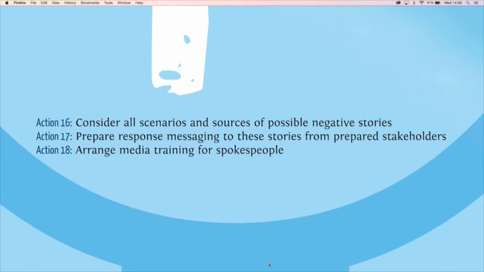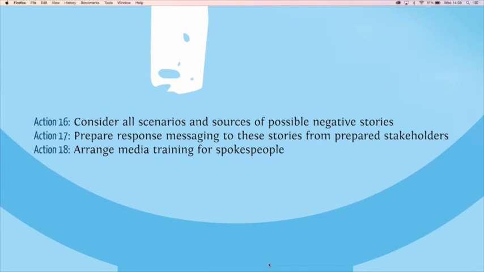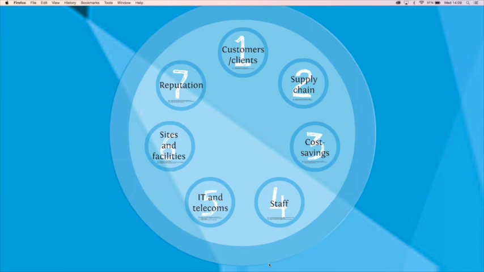Have you considered all the scenarios where negative stories could emerge in the media and on social networks, for example? Have you prepared your messages for these scenarios and identified your various stakeholders and audiences that you need to communicate these messages to? And are your spokespeople trained to deal with the media? So, those are the key areas that you need to focus on, not necessarily exhaustive, but the central ones, when you're planning with your disaster recovery response team.